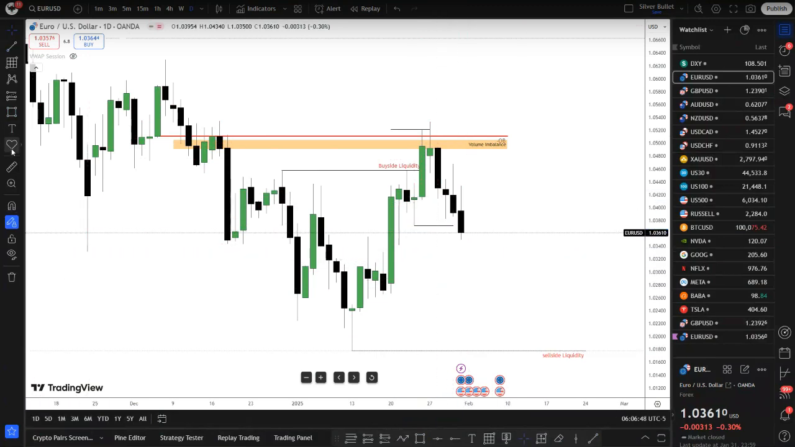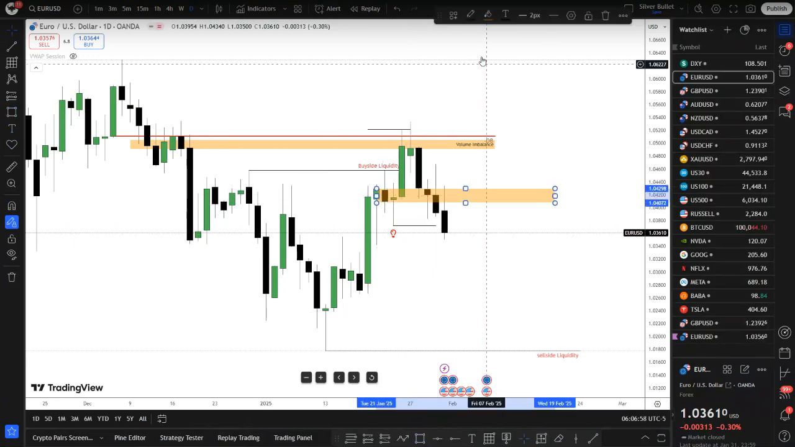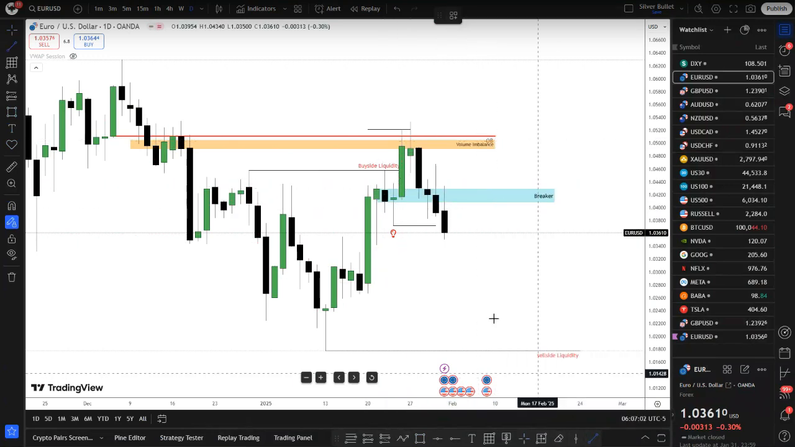So which means this is a perfect setup, by the way. Right there, market structure shift. So what are our expectations? The down close candle is going to be our breaker here. We have a bearish breaker, and an order block as well at the same levels over there. Breaker and order block.